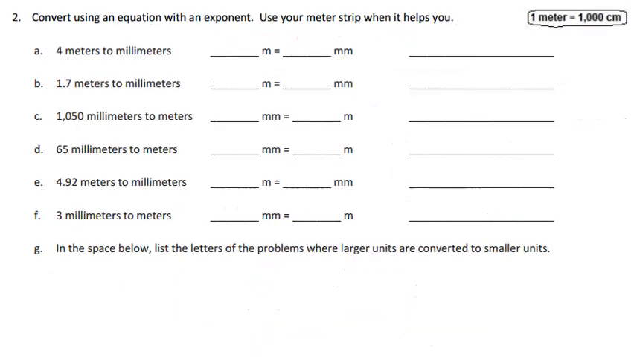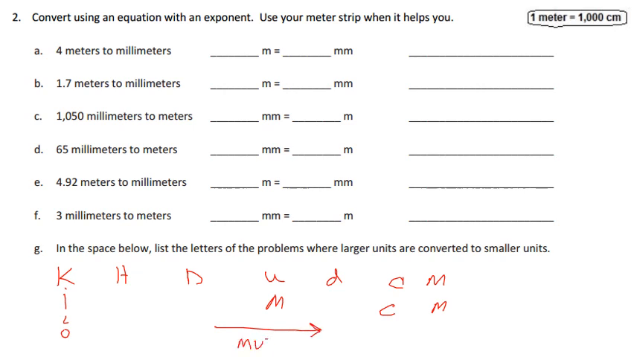Okay, let's go ahead and put our chart on the bottom again. King Henry doesn't usually drink chocolate milk. I like putting a millimeter, centimeter, meter, and kilo down here, so I can just keep track of it. And I like to always put my reminders. If I'm going from left to right, that's multiplication. If I'm going from right to left, that's division. Now starting up at top, we have 4 meters, and we're going to millimeters.